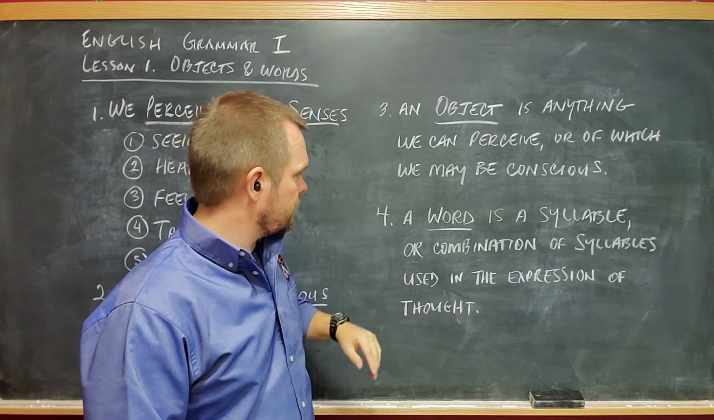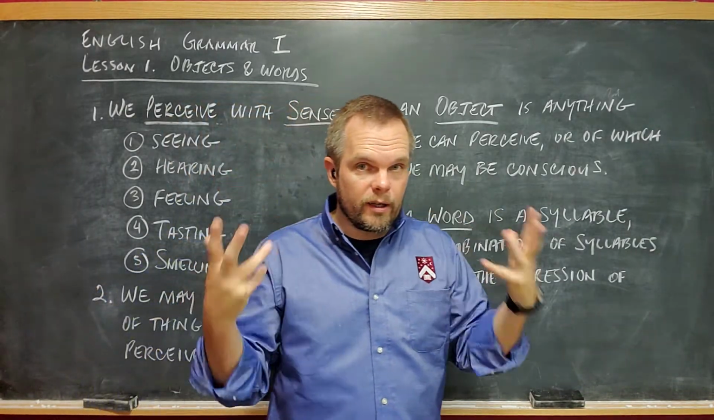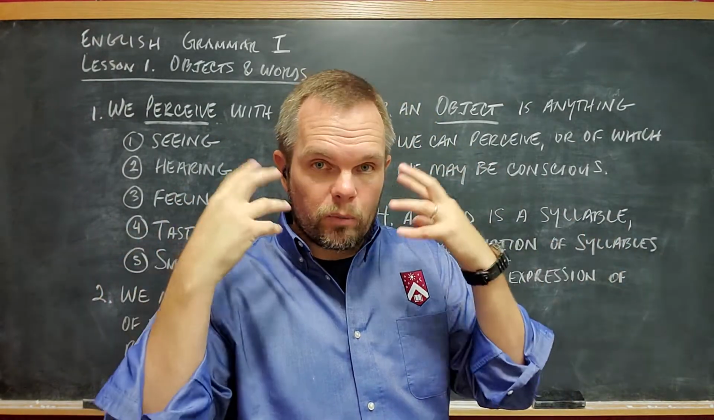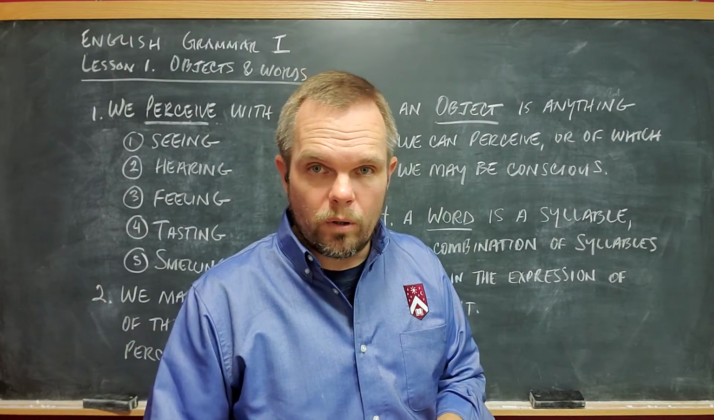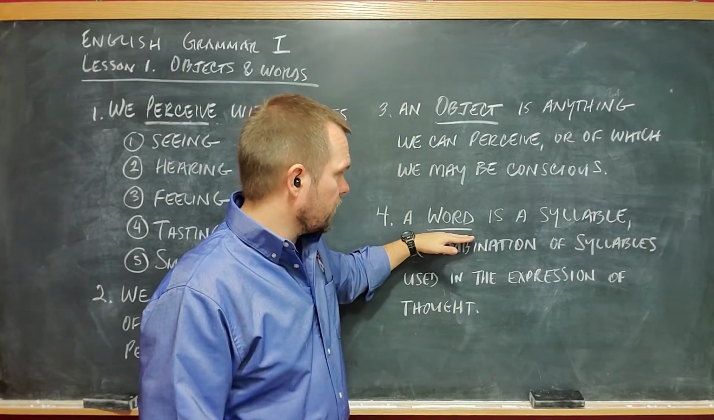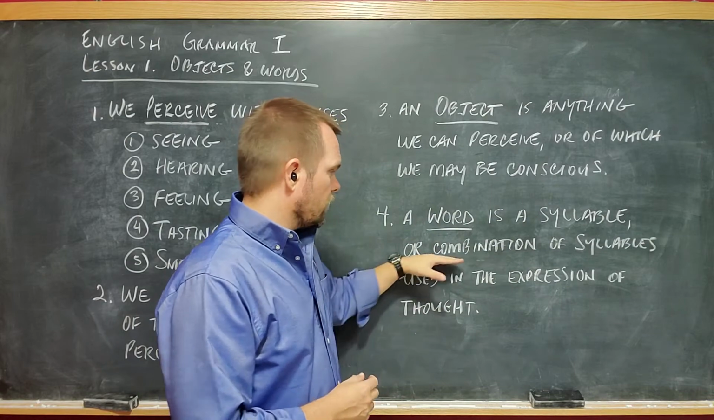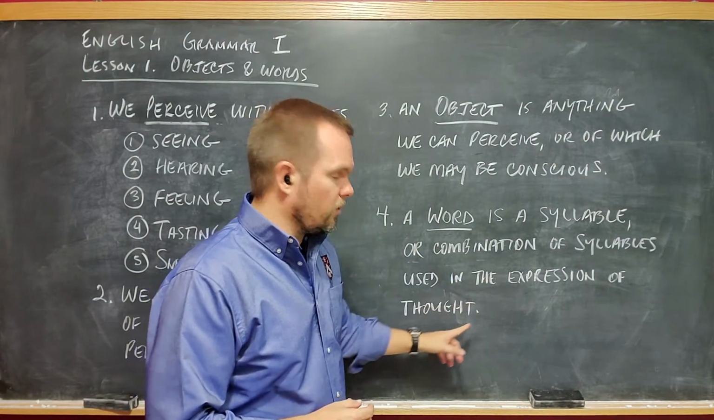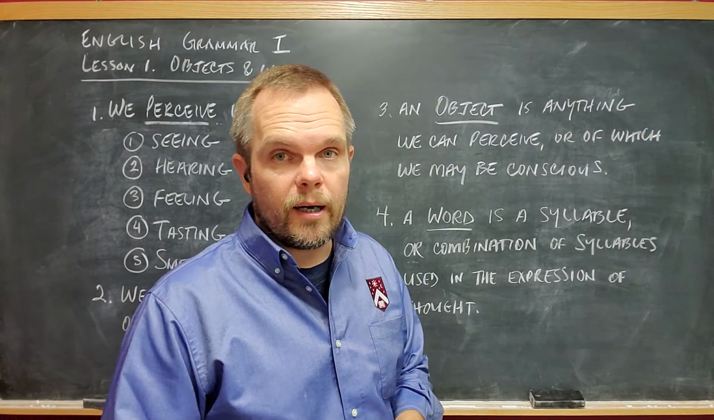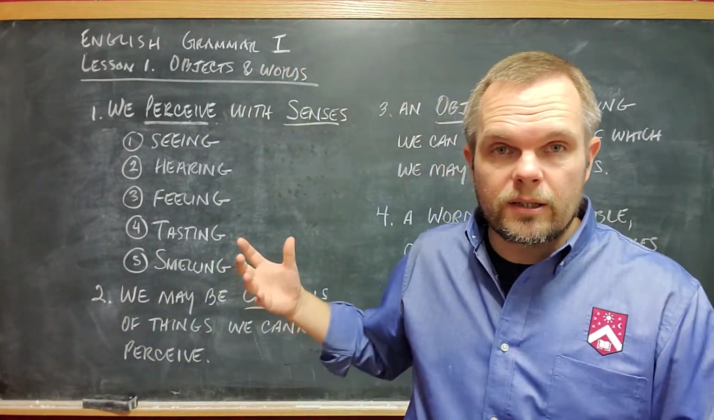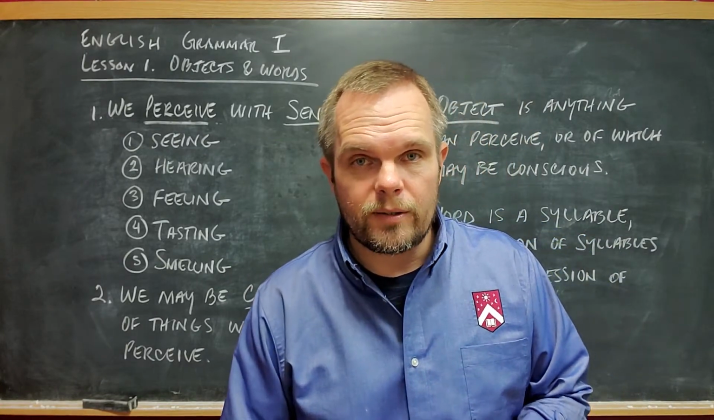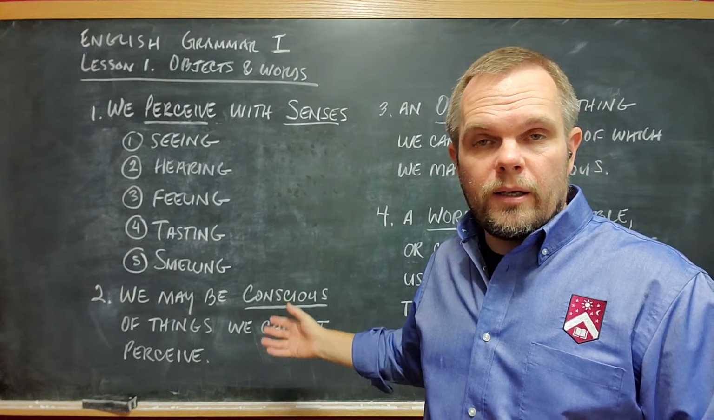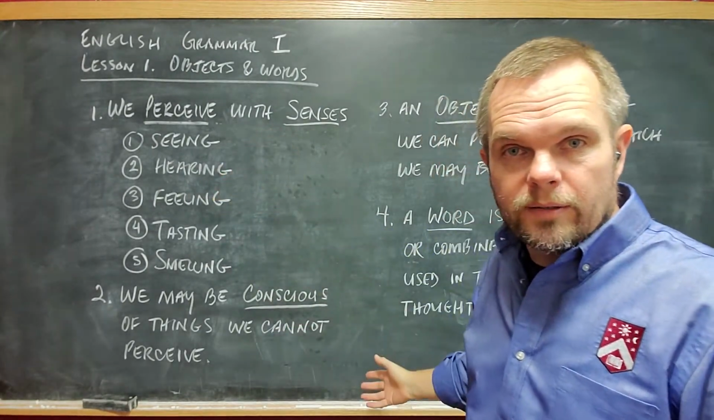These are objects. And then we learned that for every object we are conscious of, we have an idea, and we share those ideas with words. And we learned that a word is a syllable or a combination of syllables that's used in the expression of thought or in sharing ideas. So that's the content of our first lesson in English grammar. What you need to do is study this lesson and make sure you know all of these things.